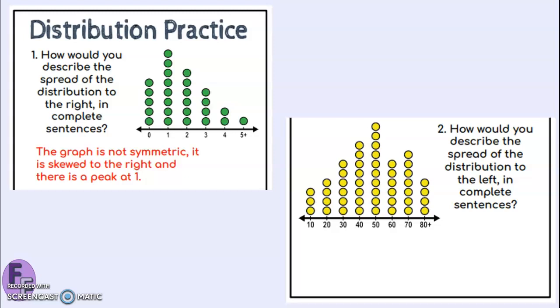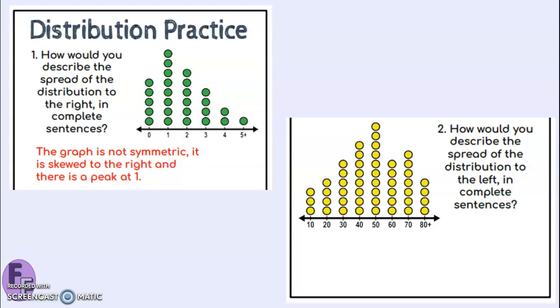So when you're describing a graph, you always want to describe whether it's symmetric, bell-shaped, or not symmetric, if it's skewed right or left, and where the peak occurs, or if there is no peak. If there's a number that doesn't fit the rest of the numbers, like there's a gap and then another number, that number is called an outlier. It doesn't quite fit the rest of the numbers, and you would always want to describe that also.